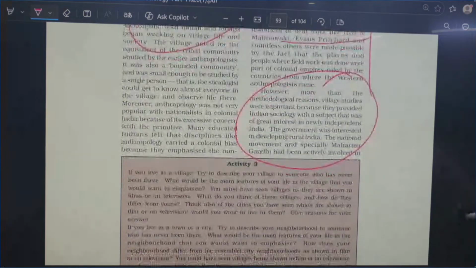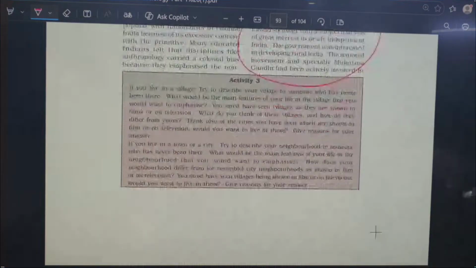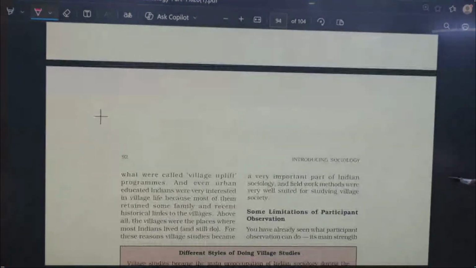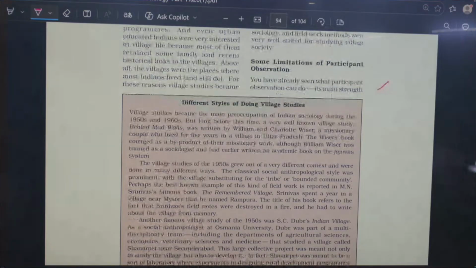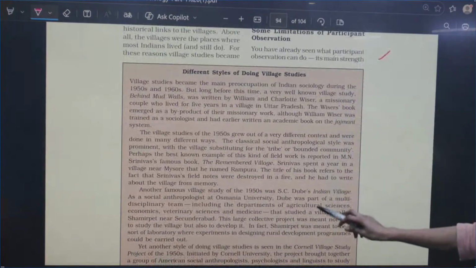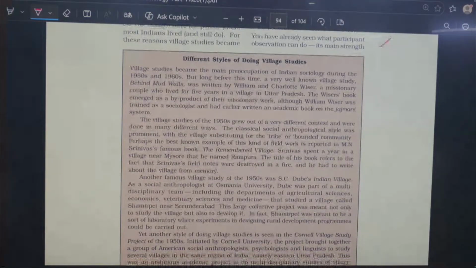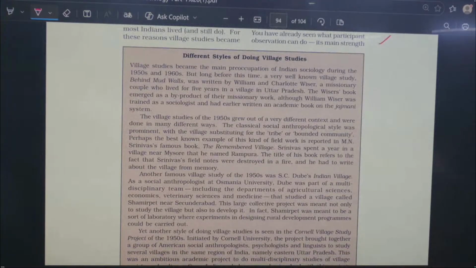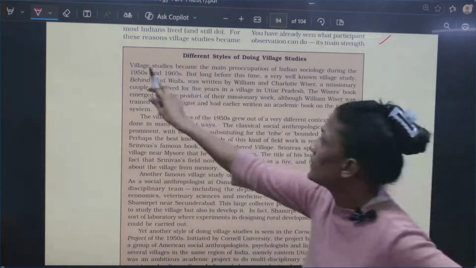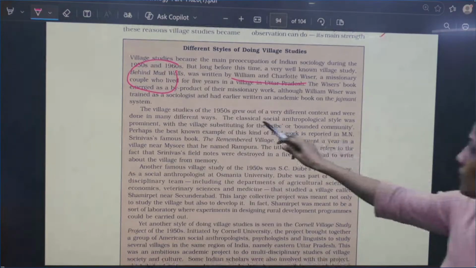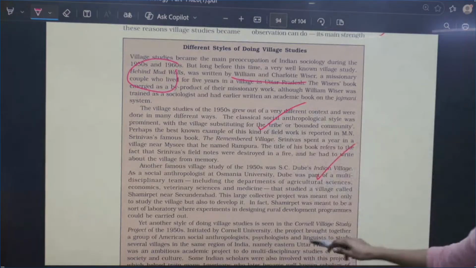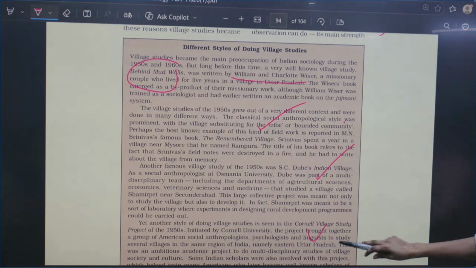Quickly, people can just write down. Then the limitations. This you people have to read. Behind Mud Walls, written by William and Charlotte Wiser. Remembered Village, Srinivas. A question comes on Indian village as a whole, so write this down completely, these points are very important.